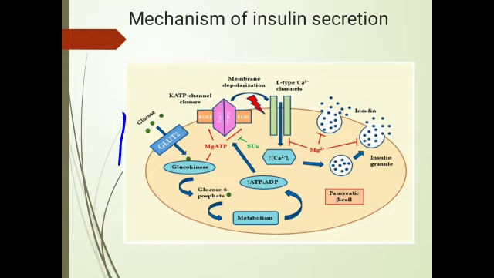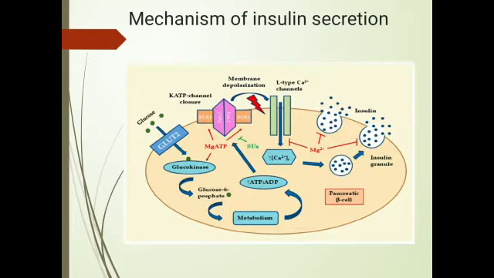On entry into the cell, it will be acted on by the enzyme glucokinase, which will convert it into glucose 6-phosphate and it will be metabolized and it will result in the production of ATP. ATP closes the ATP sensitive potassium channels. These potassium channels will allow normally the potassium to leave out of the cell. So when these channels are closed, what happens? The membrane tends to get depolarized. So the membrane depolarization will open up the voltage gated L-type calcium channels. So once these channels open, the calcium will enter into the cell and it will cause exocytosis of the granules containing the insulin.